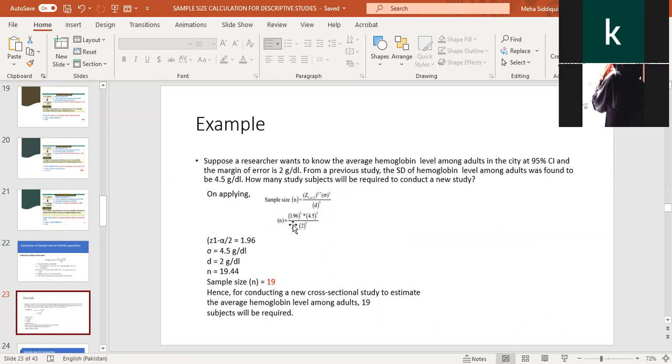1.96 as we have taken at confidence level of 95%, and the standard deviation is 4.5 and precision is 2 gram per deciliter. So applying all these values, we will get the sample size of 19. Hence, for conducting a new cross-sectional study to estimate the average hemoglobin level among adults, 19 subjects will be required.